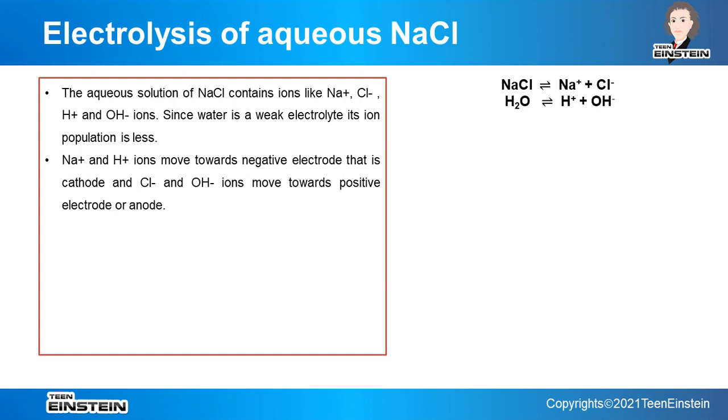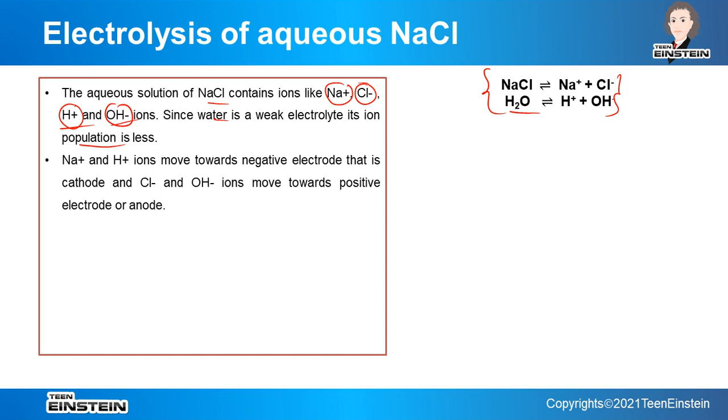So in aqueous NaCl, obviously now except Na+, there is also the presence of water. As there is presence of water, what will happen? The aqueous solution of NaCl will contain Na+, Cl-, and also H+ and HO- from this type of dissociation. Now compared to NaCl, obviously water is a weak electrolyte, so its dissociation will not be complete. So the ion population of H+ and HO- coming from water will be less compared to Na+ and Cl-.